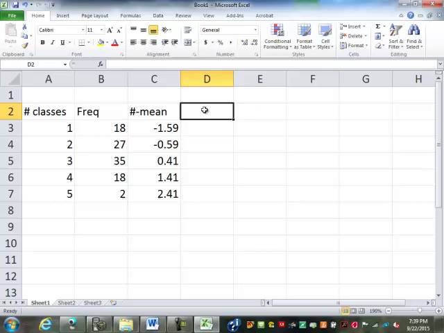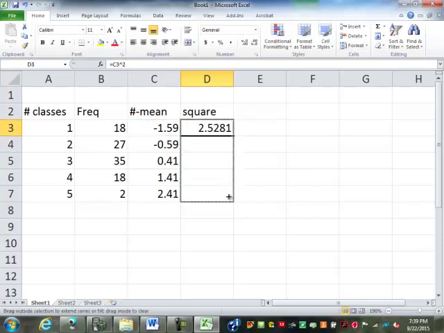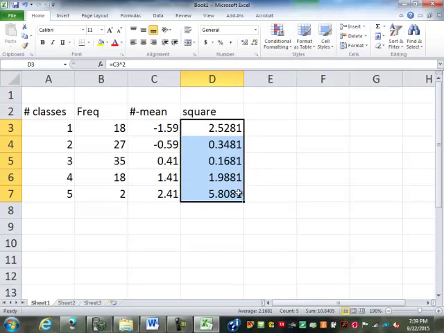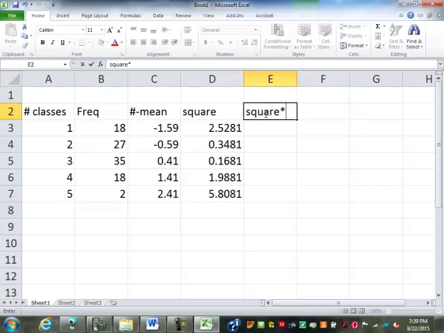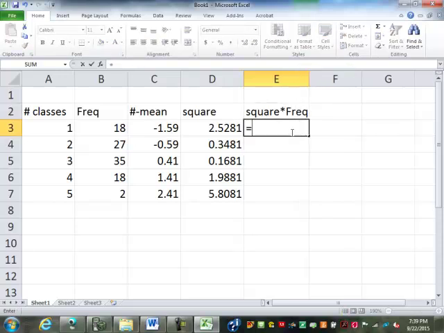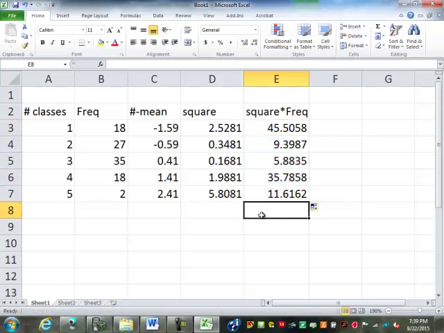Next, what's our next step? Square it. So squared. There, they've all been squared. What's next? The squared number times the frequency. So we've multiplied our squared number times the frequency. What's next?